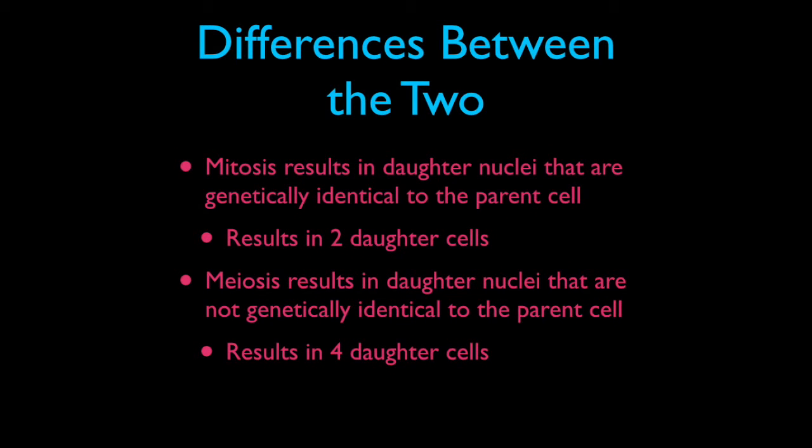The differences between the two. Mitosis results in daughter nuclei that are genetically identical to the parent cell. They are identical to the parent cell. It results in two daughter cells. Meiosis results in daughter nuclei that are not genetically identical to the parent cell, and it results in 4 daughter cells.